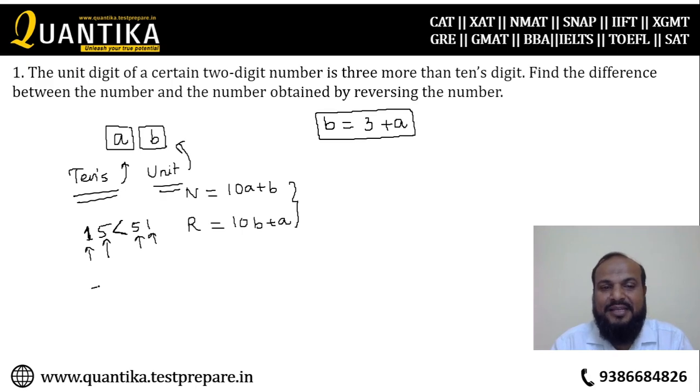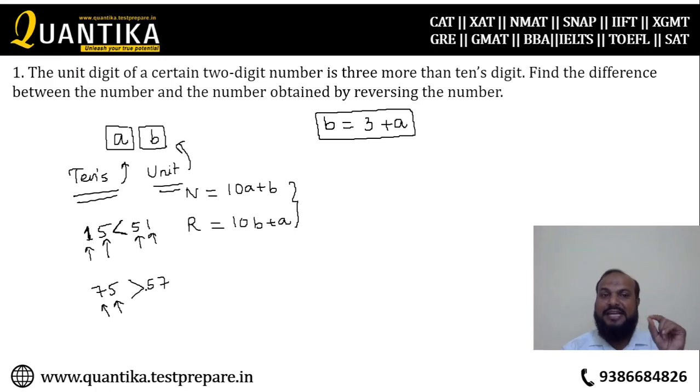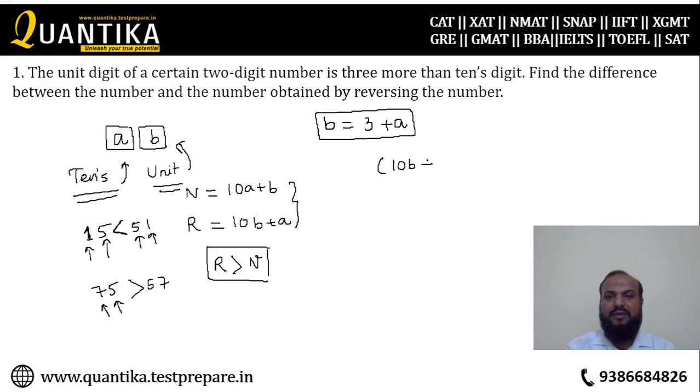Now take an example, 75. Unit digit is more than the tens digit. Now when you reverse, this number will be more than 57, right? So when your unit digit, that is b, is more than a, as given in the question, b is 3 more than the a. That means after reversing, the reverse number will be more than the original number. Now their difference, that means reverse number minus the original number. What is that?